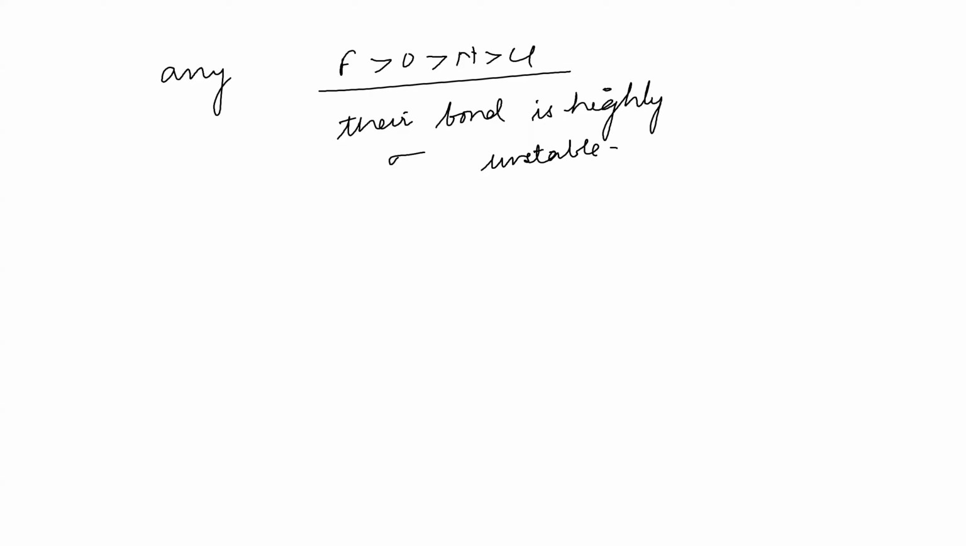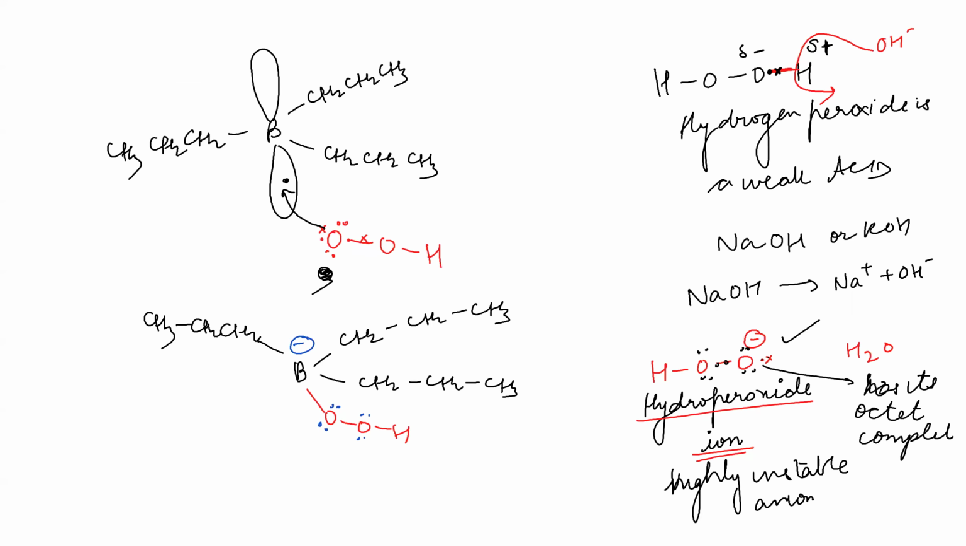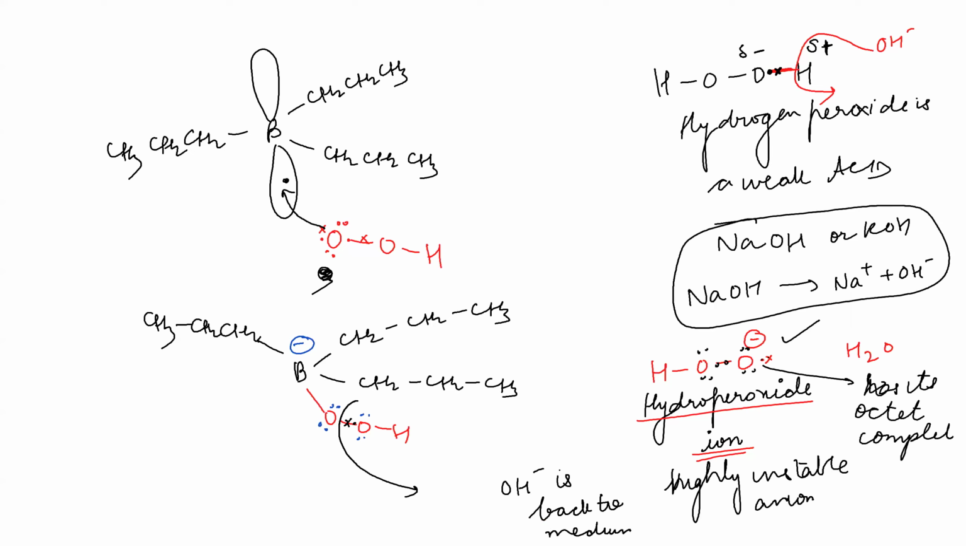Got it? So as and when it gets a chance, even OO single bond, NN single bond, FF single bond, they're not stronger bonds. They are weak bonds. And their reason for being a weak bond is the oxygen-oxygen lone pair repulsion, the fluorine-fluorine repulsion. Are we understanding my point? So what does that mean? Just understand. So this bond breaks and this O takes away its electron. So OH negative is back to the medium. That clearly indicates that this base we have added acts as a catalyst.